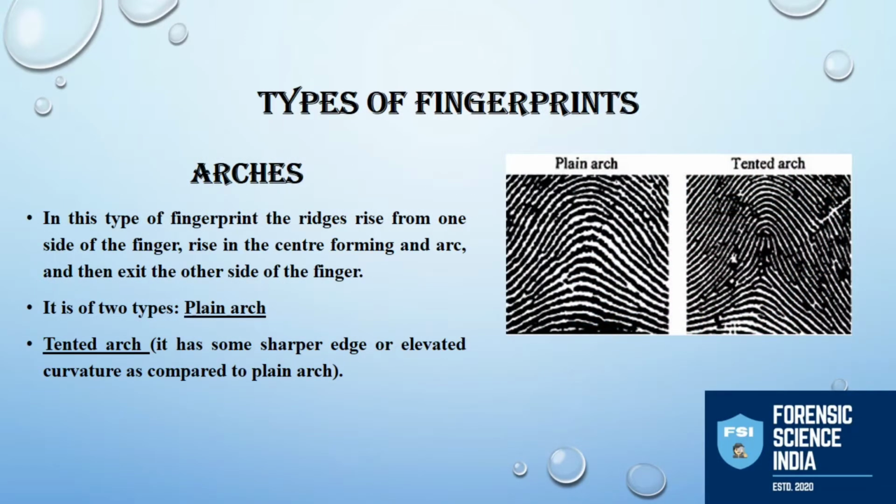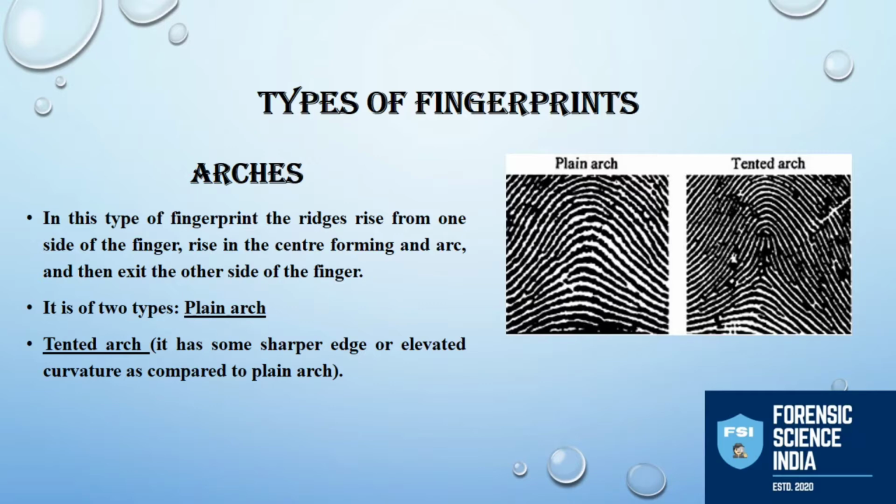Types of fingerprint. There are three types of fingerprint: arch, loops and whorl. We will be discussing them one by one. So arch. In this type of fingerprint, the ridges rise from one side of the finger, rise in the center forming an arc, and then exit the other side of the finger. So normally in this kind of pattern, a ridge comes from one side, rises in the center forming an arc, and then again exits from the other side of the finger.